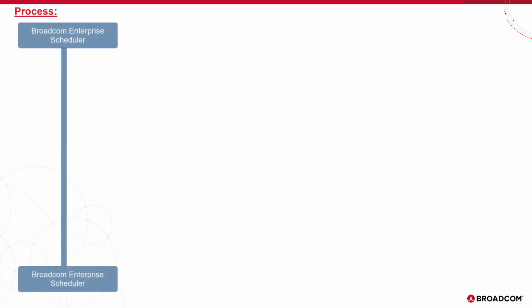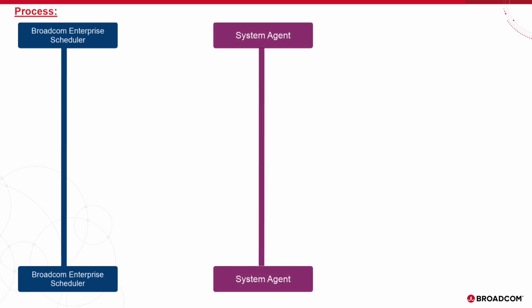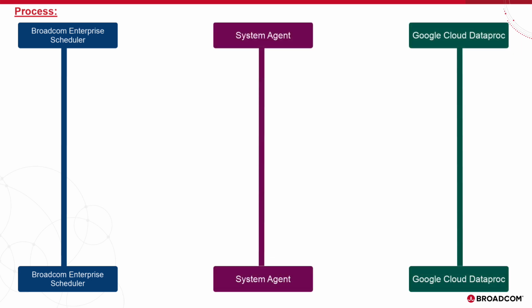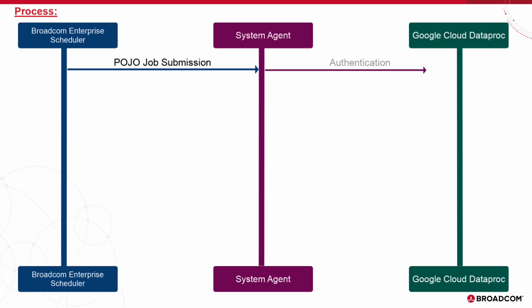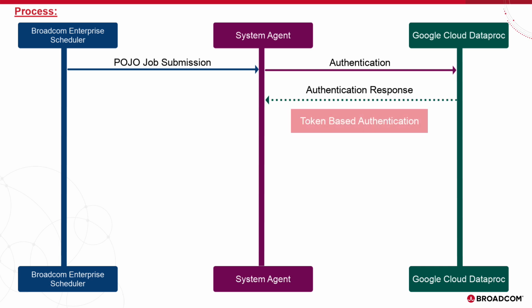We start with the three main components: the AutoSys scheduler, the system agent, and the Google Cloud Dataproc server. The AutoSys scheduler submits the POJO job to the system agent. The system agent acknowledges the job and initiates communication with the Google Cloud Dataproc server. In this video, we will use token-based authentication with a proxy. AutoSys supports connections via proxy, providing additional flexibility and security when accessing Google Cloud Dataproc resources.